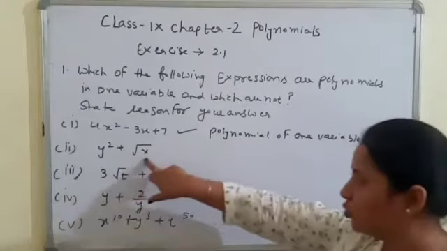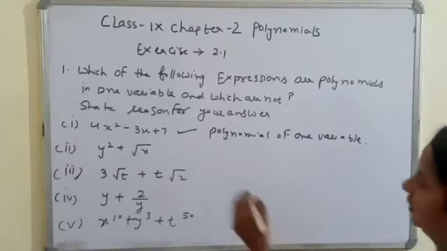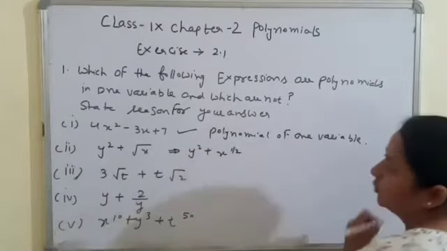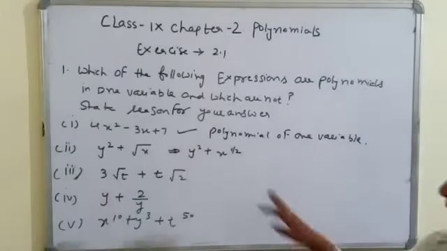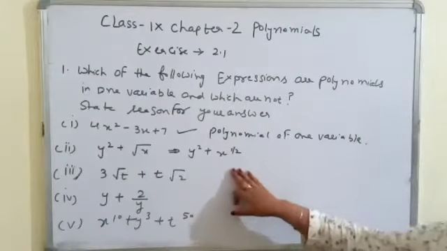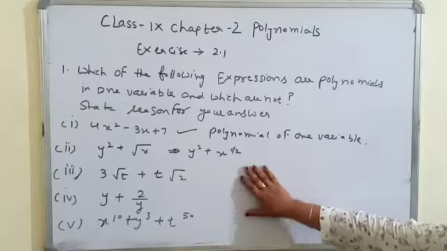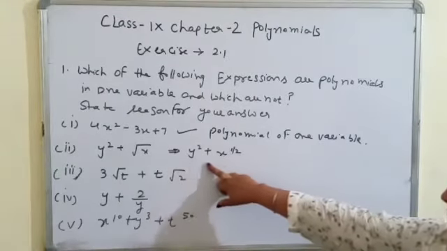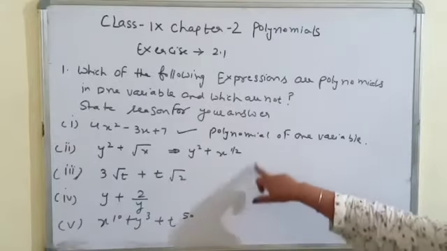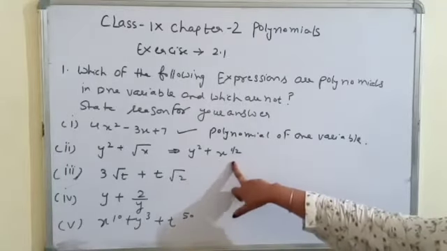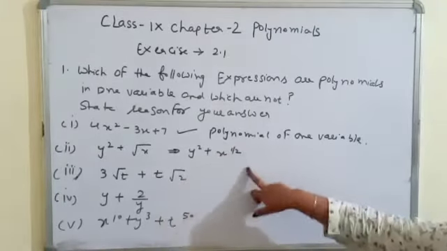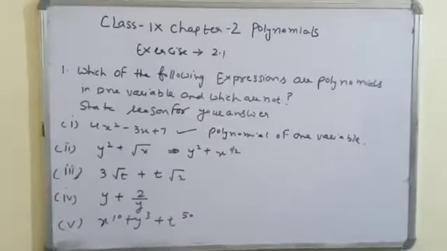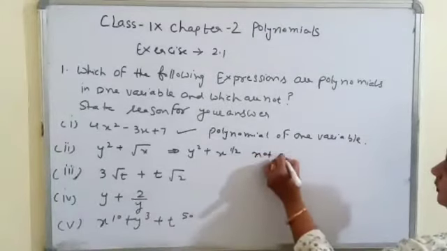Second one, let's see. Y square plus 2x root x. Root x means we can write it as x power 1 by 2. Is it a polynomial? No, it is not a polynomial, because as per the definition of the polynomial, the degree of a polynomial should be in the form of a whole number. So x power 1 by 2 is not in the form of a whole number. So this is not a polynomial.